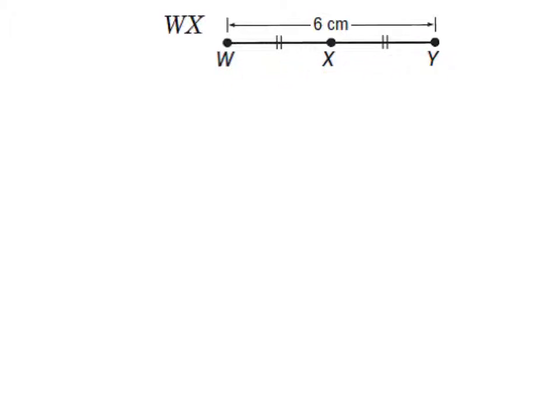Now these marks right here and right here indicate that those two segments have the same length. It's a mark for congruent. Congruent means same shape, same size. In the case of a line segment, it means that they have the same length. That means here we have two parts that add up to 6, and those two parts are the same length. Well, common sense tells you that each of these should be 3 centimeters.